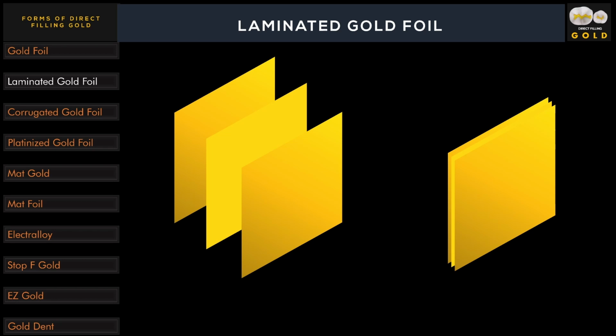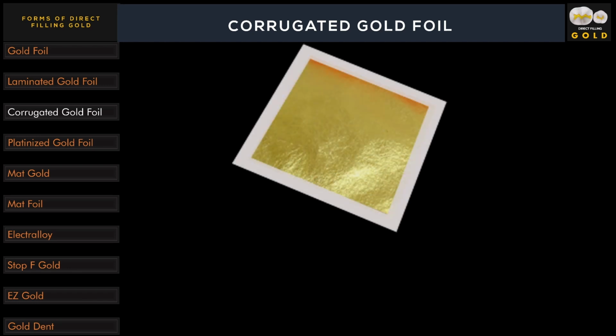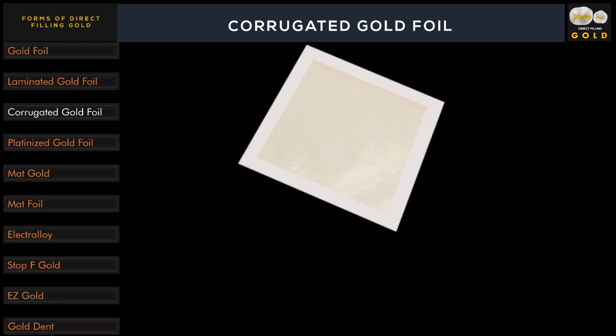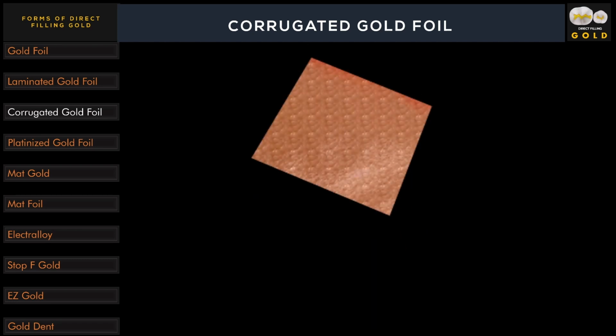Next comes the corrugated gold foil. For this technique, one sheet of paper is taken, and on top of that a sheet of gold foil is placed, and on top of that another sheet of paper is taken and the paper is lit. Once the paper burns off, it leaves a corrugated gold foil. This will have more retention while packing, and it will be very easy to work with. This is called corrugated gold foil.